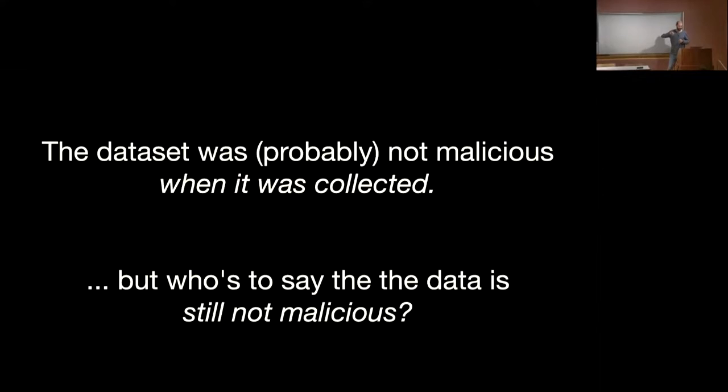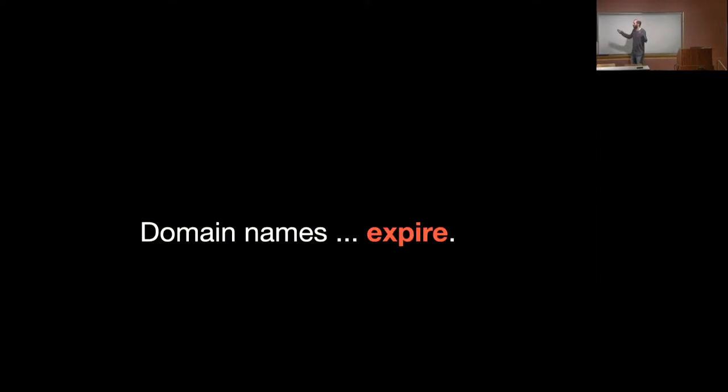Okay. And the data set was probably not malicious when it was constructed. Again, I tend to trust people in machine learning. I know some of the people who made this data set, they're good people. They didn't try to poison the data set at the time they built it. But who's to say the data is still not malicious? In particular, here's an entirely random statement: domain names sometimes expire.